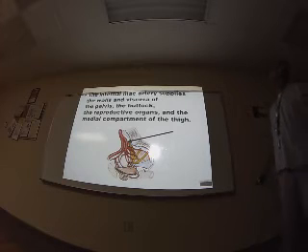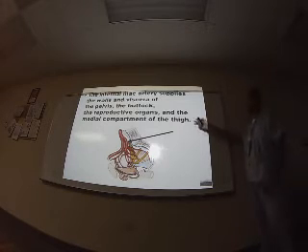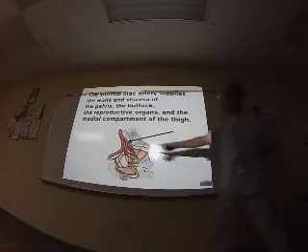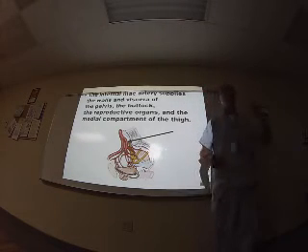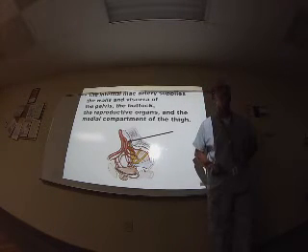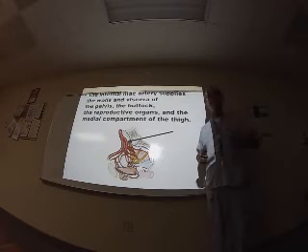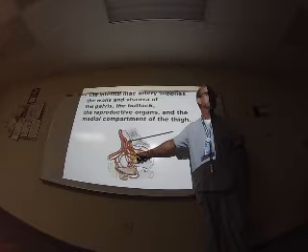The internal iliac artery supplies the wall and viscera of the pelvis, the buttock, the reproductive organs, and the medial compartment of the thigh. This is a big, big area. You can see here a lot of branches. You don't need to remember all these branches, but you need to remember all the branches of the aorta. It's different. You don't need to remember all the branches of the internal iliac.